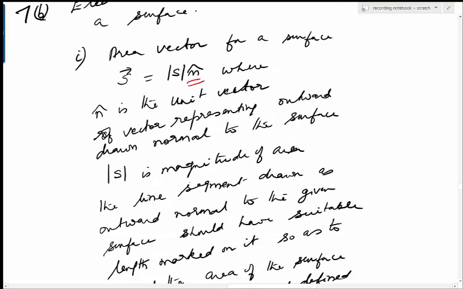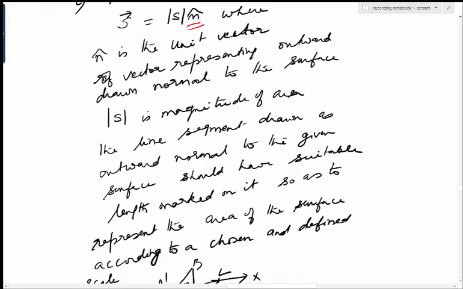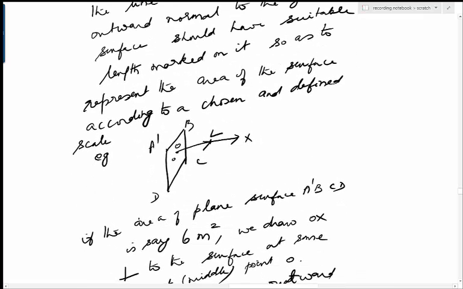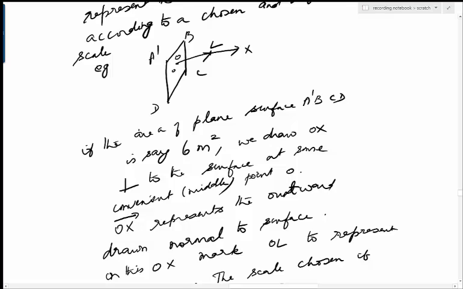S is the magnitude of area. The line segment drawn as outward normal to the given surface should have suitable length marked on it so as to represent the area of the surface according to a chosen and defined scale. For example, if the area of the planar surface A'B'CD is going to be 6 meters squared, we can draw a line OX which is perpendicular to the entire flat surface of A'B'. OX represents the outward normal drawn to the surface A'B'CD, the front surface of A'B' I am talking about.